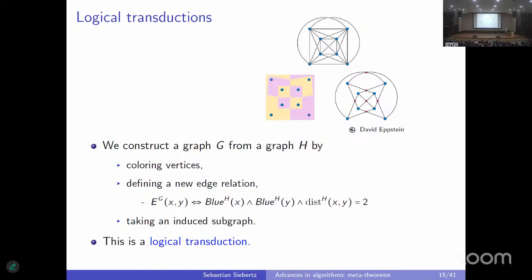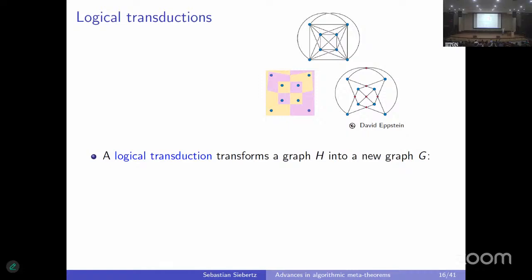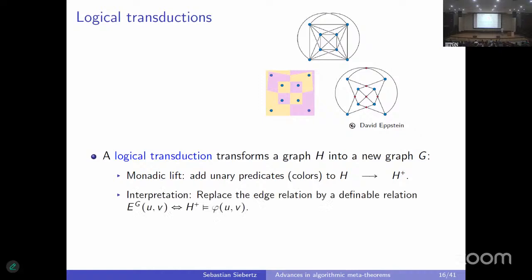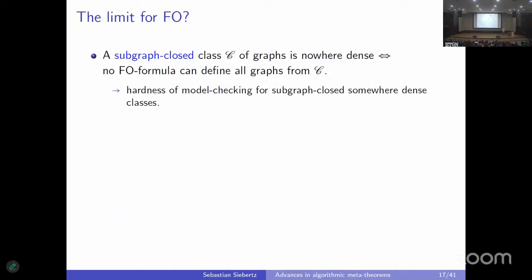So this is a logical transduction, and it has a general setup exactly like this. We will transform the graph H into a new graph G by always adding those colors, then doing our interpretation, getting the new edge relation, and finally taking the induced subgraph. So this will allow us to go from the sparse world to the dense world. Whenever we have a star, so one vertex with many neighbors, and we take the second power, we will get something very nice. So this is a way to lift from the sparse world that we know, the left line here, as the graph classes, we can go to dense.